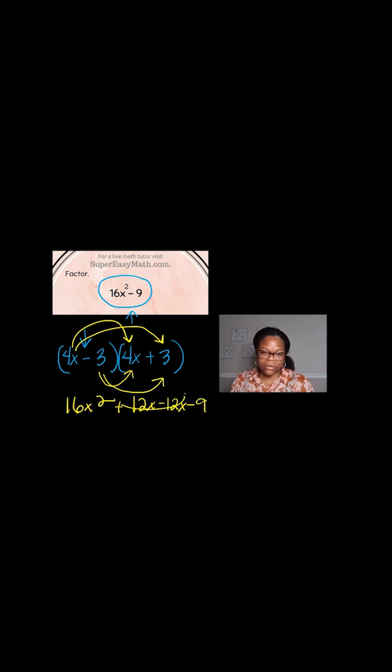These two in the middle cancel out, so I'm not going to rewrite them. And I end up with 16x squared minus 9. And yep, that's what I started out with, so that means I solved my answer correctly.